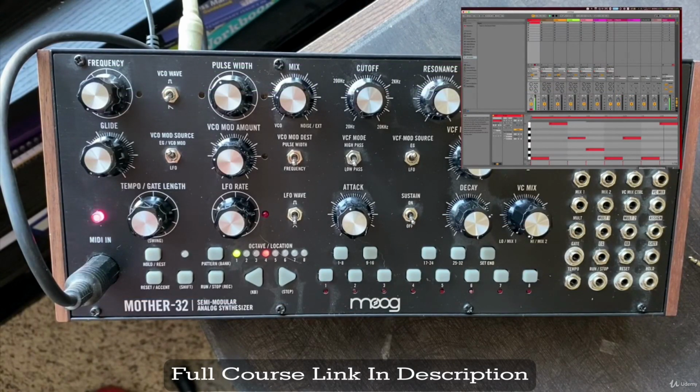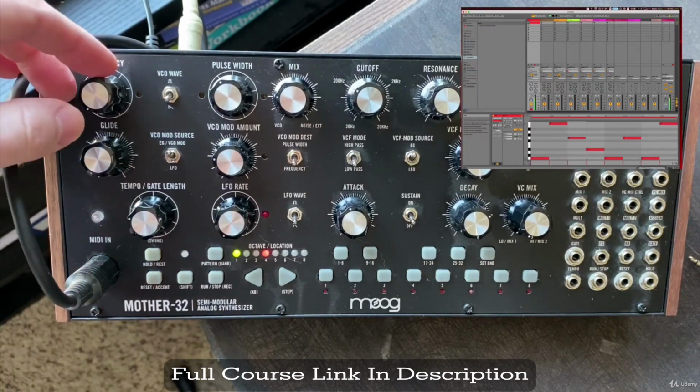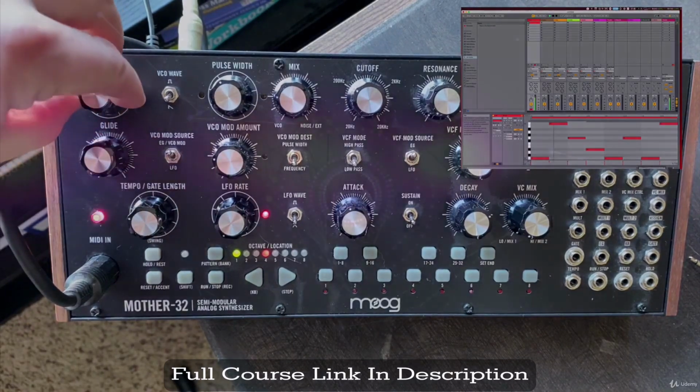Okay, so we really like the Mother 32 for bass lines, right? Because it is a monophonic synth. We can only play one note at a time. And it's got some nice big fat low tones. So I can adjust the frequency a little bit here.